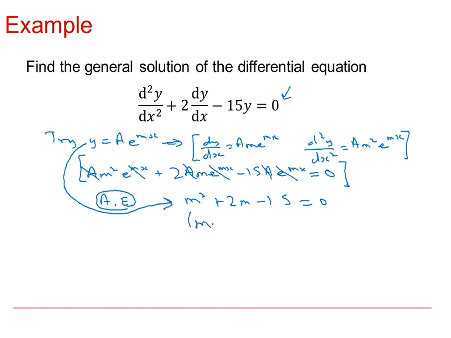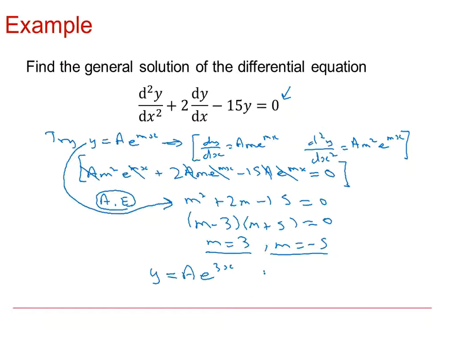This quadratic equation in this case factorises, and we get two real distinct solutions for m. M is 3, m is minus 5, and from those two solutions for m we can write down that y could be a e to the 3x, or y could be b e to the minus 5x. And to get the complete general case, we need to include both options in our general solution. So this is the GS, the general solution.